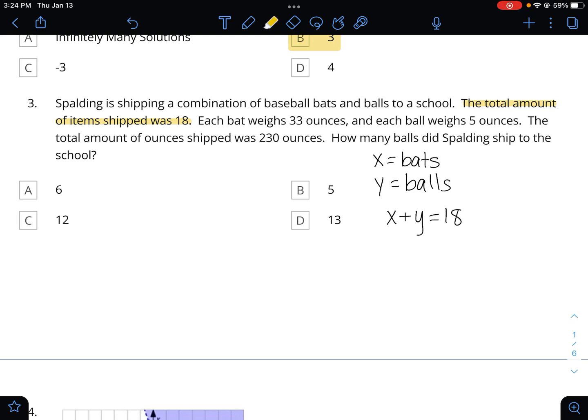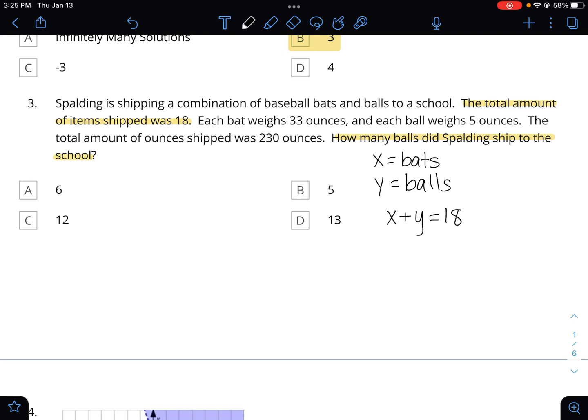Now, I kind of got ahead of myself, so let's go back a second. What are we looking for? We're looking to find how many balls they shipped to the school. So we have to identify our variables, we have to write our equations, and then we have to solve them using our calculator. So this is a multi-step problem.